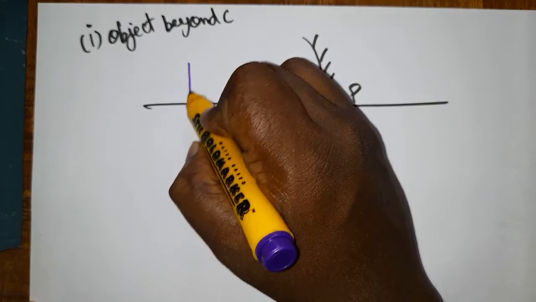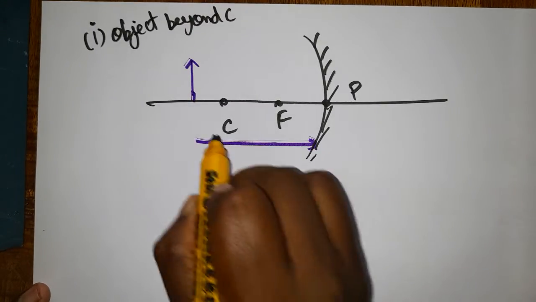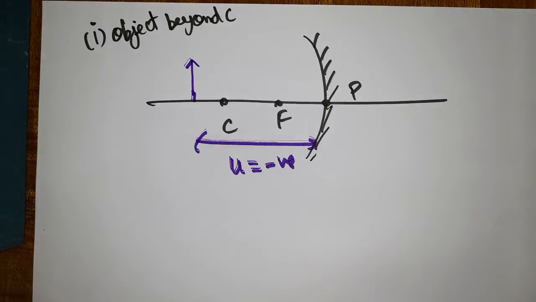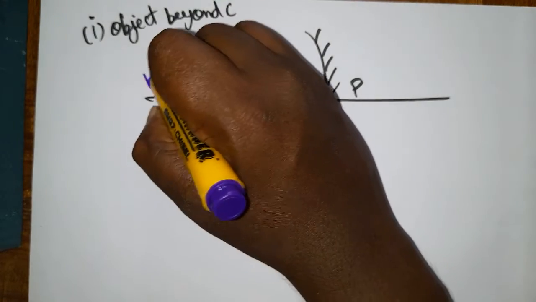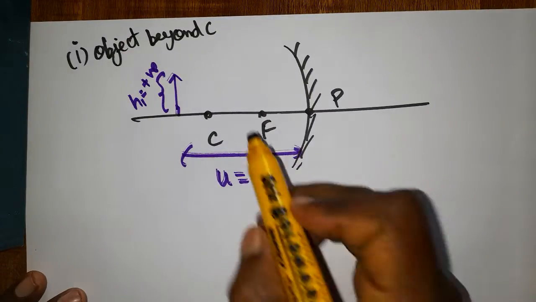So what will happen now? Already I told you it is the object distance. Object distance is going to be on the left side of the pole center. You can take it as negative. Object height h1 is going to be positive. So first we will complete the image diagram.